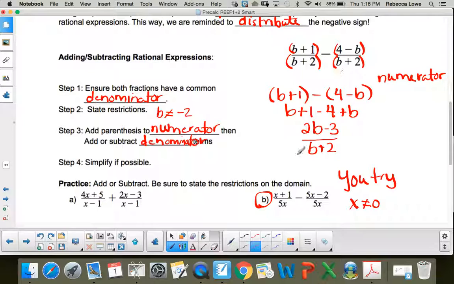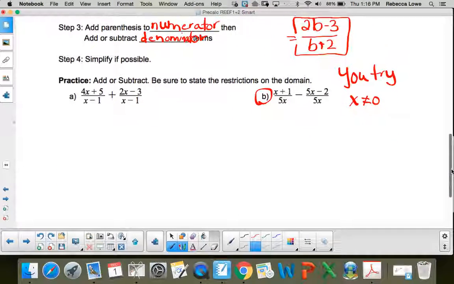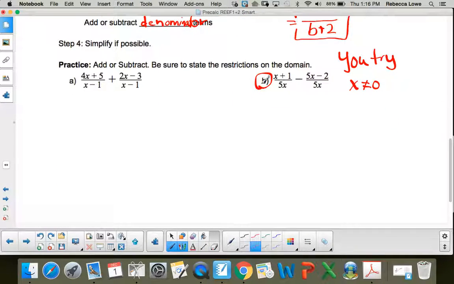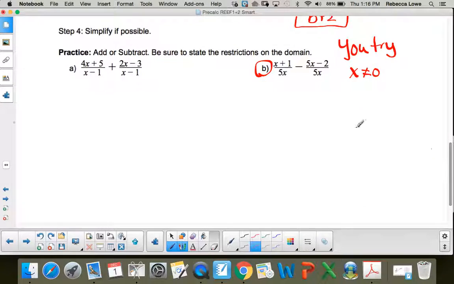So the original problem, when added together, gives you 2b minus 3 over b plus 2. Now if I could, I would factor the numerator and see if I could cancel anything out, but there is no common factor between 2b and -3. So we try one more, and then you're going to try b, and then I'm going to end the video there. And so come back with b done, and I'll have the work already set up for you.